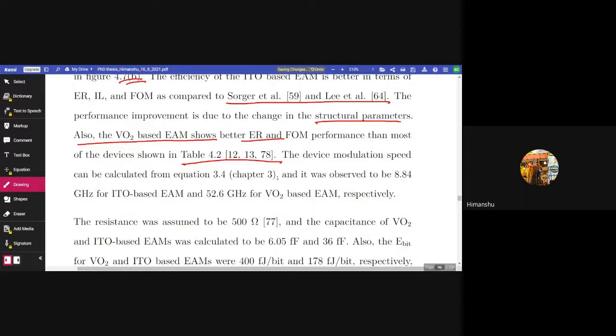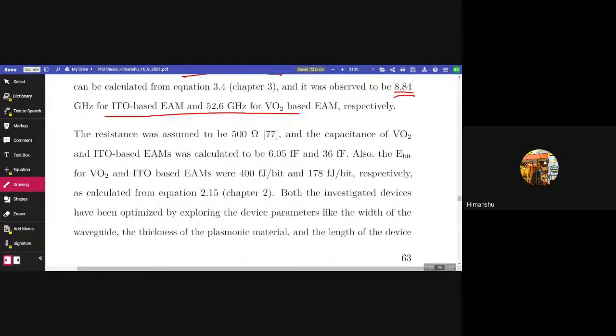The device modulation speed can be calculated from equation 3.4, chapter 3, and it was observed to be 8.84 GHz for ITO based EAM and 52.6 GHz for vanadium dioxide based EAM respectively. The resistance was assumed to be 500 ohm, reference 77, and the capacitance of the VO2 and ITO based EAMs were calculated to be 6.05 femtofarad and 36 femtofarad. Also, the energy per bit of VO2 and ITO based EAMs were 400 femtojoule per bit and 178 femtojoule per bit respectively, as calculated from equation 2.15, chapter 2.